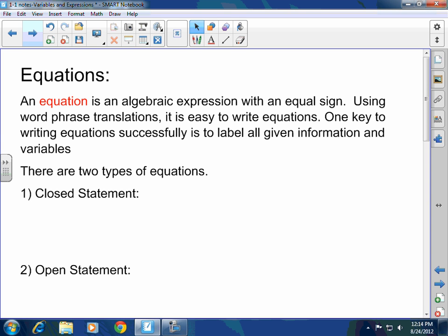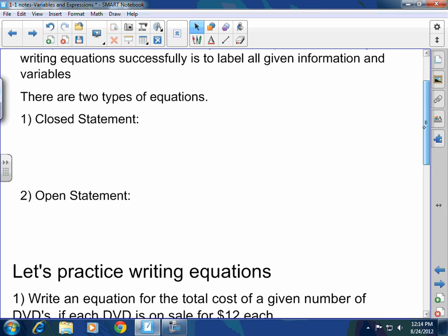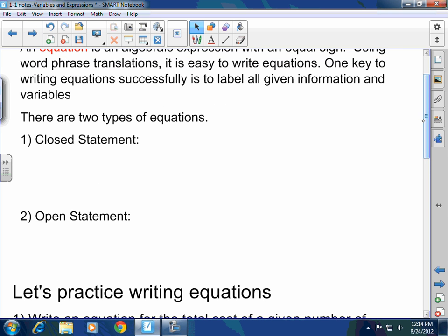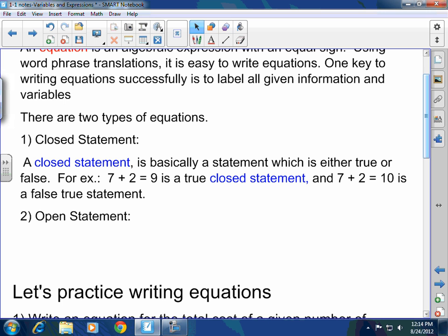Now, there's 2 types of equations, guys. There's a closed statement and an open statement. A closed statement is a statement basically that is either going to be true or false. For example, 7 plus 2 equals 9. That is a true closed statement. It's closed because it's done. It's true because it's true. But it's a closed statement because there's no figuring it out. You're not looking for anything here.